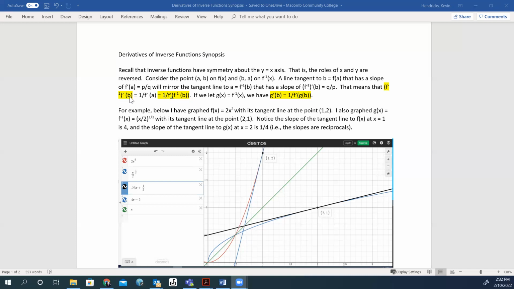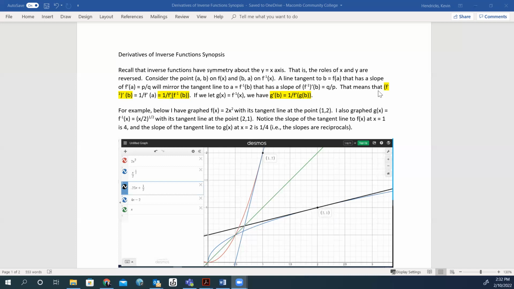This is where I think I had some mix-ups and problems this morning. B, right? The input for the inverse function will be the output of the original function. So in this example, B will be 2. It will be the output of F of 1. So F of 1 is 2. So B on the inverse function will also be 2.